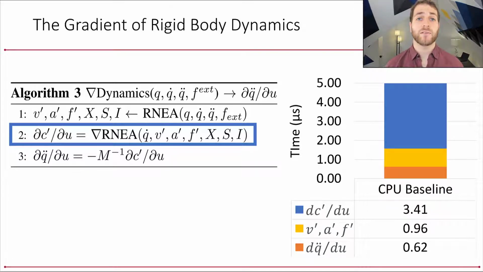Now, as you can see on the graph, the most time-consuming step here is computing the gradient of the recursive Newton-Euler algorithm, and for the rest of this talk, I'm just going to focus on that step, although all of the features, all of the refactoring, and all of the optimizations we do are actually applicable to all 3 steps, and we do it to all 3 steps, but just for time, I'm just going to focus on that one step.